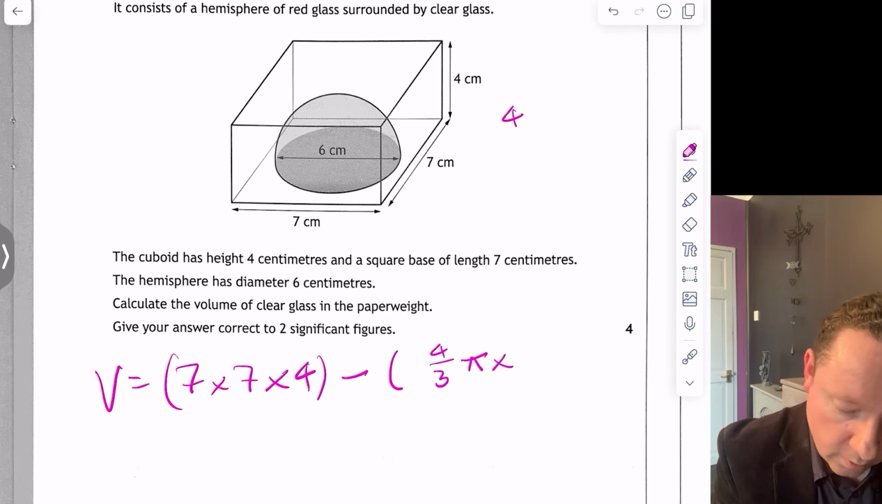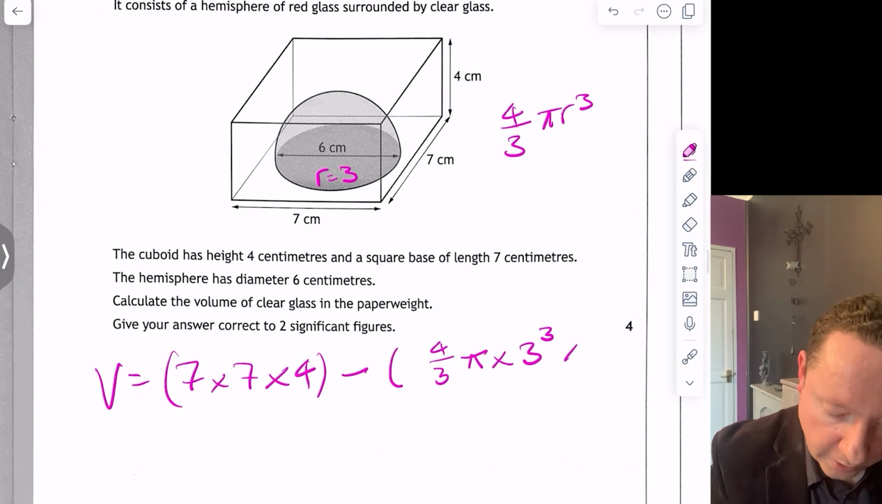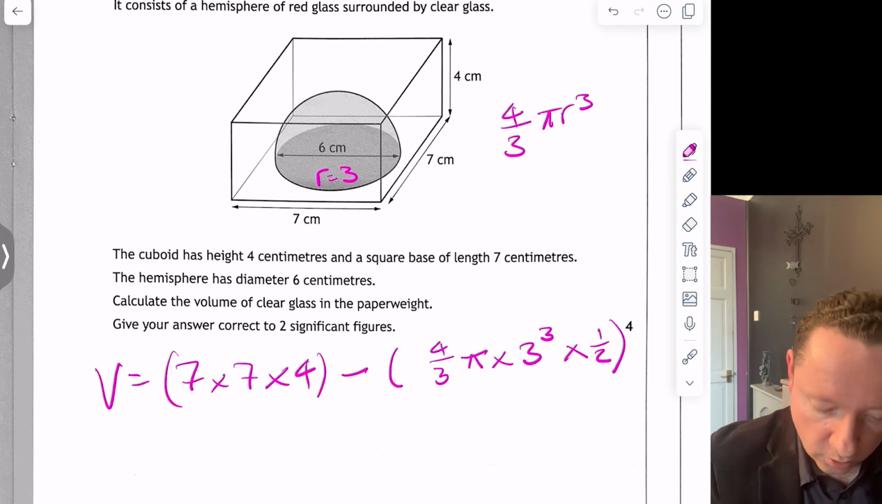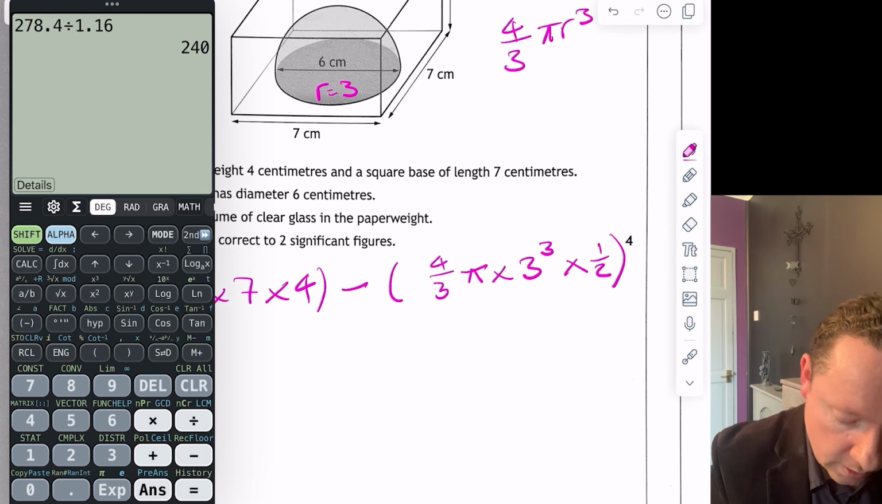Now, let me just write that up here. That is a sphere. So the radius is equal to 3, because it's half of 6. So 4/3 times pi times 3 cubed. But I need to do a half of that, or divide by 2. So times a half or divide by 2, because it's a hemisphere. Now, most people work these out separately. So 7 times 7 times 4 is 196.